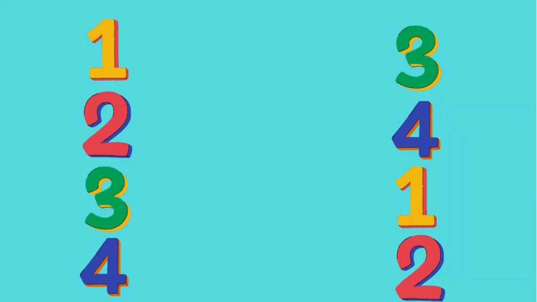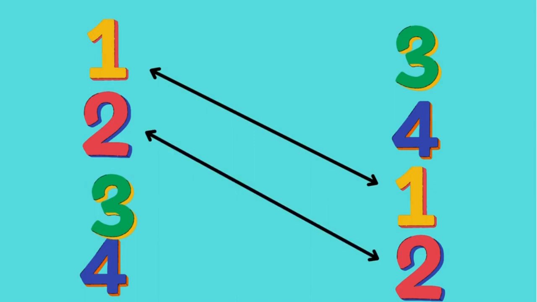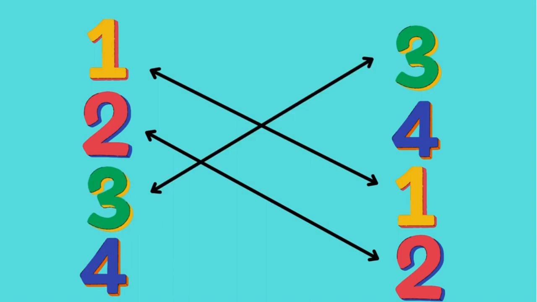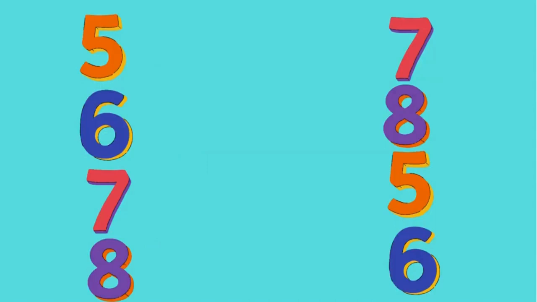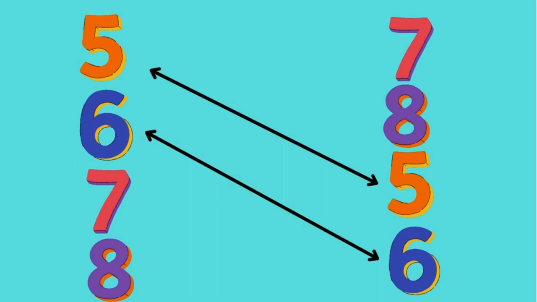Where is the one? It's the yellow one on the third number. Yes. Where is two? Yes. Here it is. Where is three? Yes, that's right. And where is the four? Yes. Great job. Five. Where is five? Yes. And where is the six? Now match the six. Yes. The pink one is seven. Yes. And the purple one, eight. Match it. That's great. You did it.